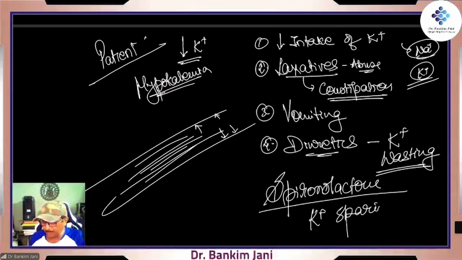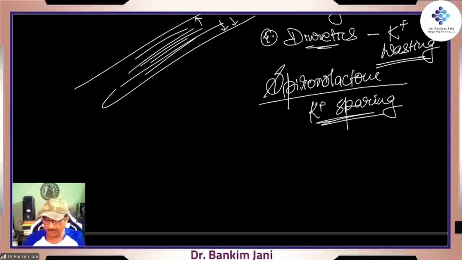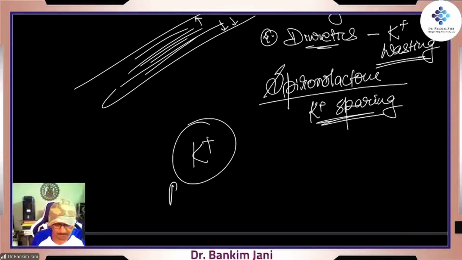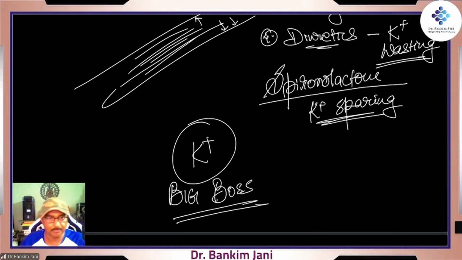So just before the potassium is getting lost, they say, potassium, stay, you don't have to go, let the water go. So the potassium is taken back. That is how the potassium is regulated. Potassium is the big boss in our body. Just remember this, potassium is the big boss. If anything happens to this potassium level, the body's condition suffers.